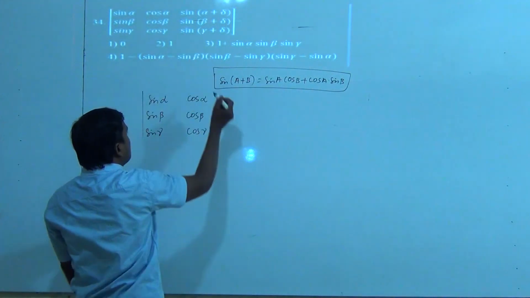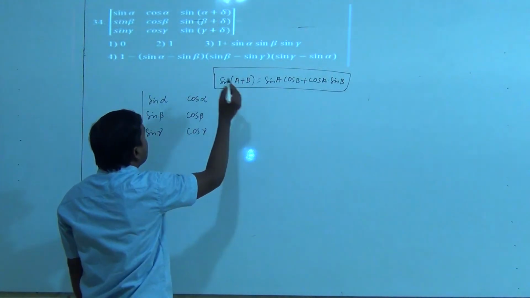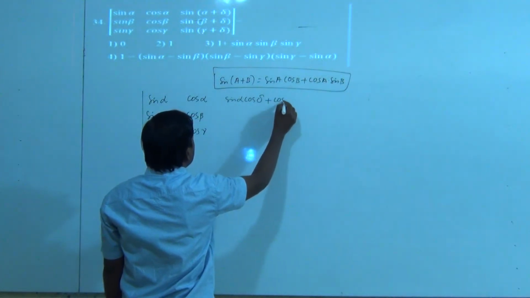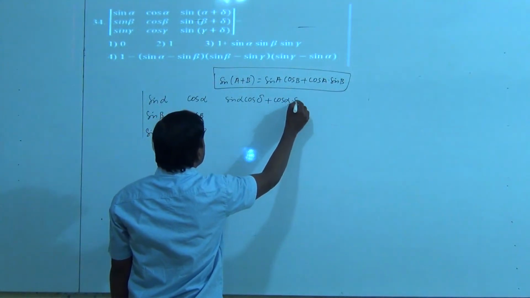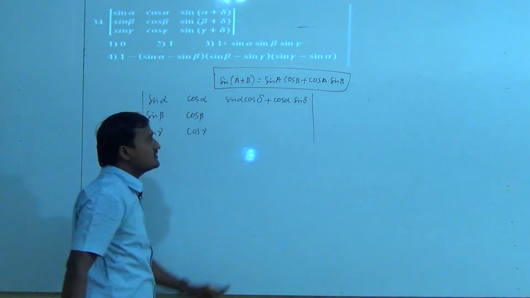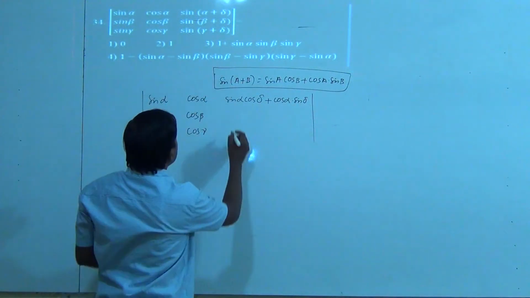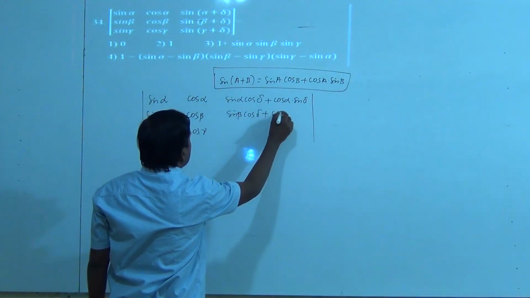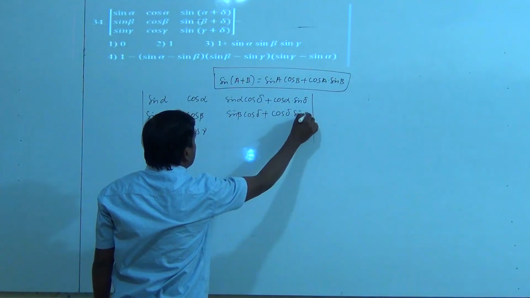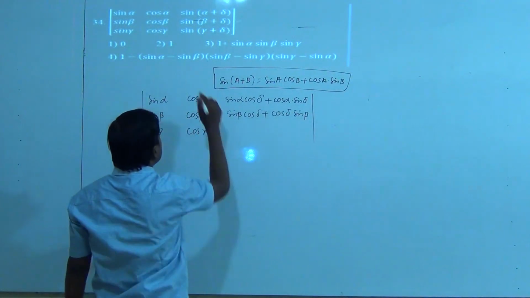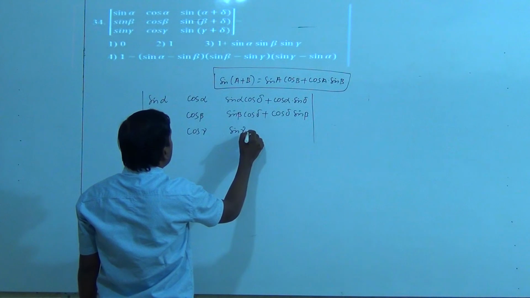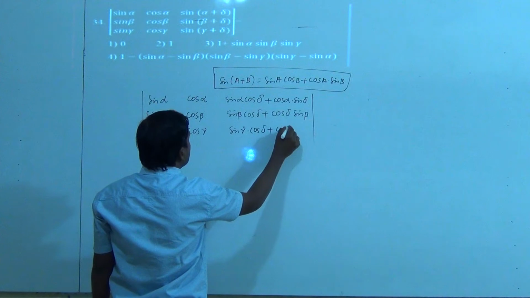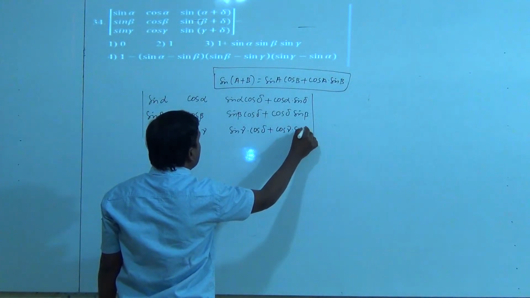Now apply the formula: sin alpha cos delta plus cos alpha into sin delta, by using this formula. Again for this one, sin beta cos delta plus cos beta sin delta. Next for this one, sin gamma into cos delta plus cos gamma into sin delta.